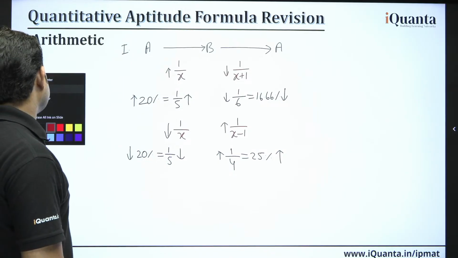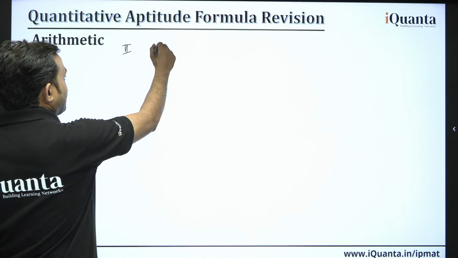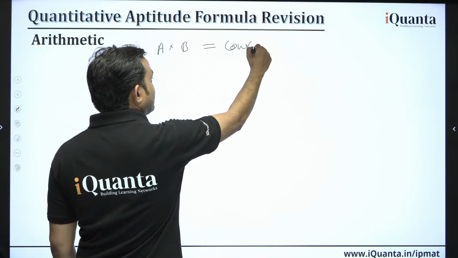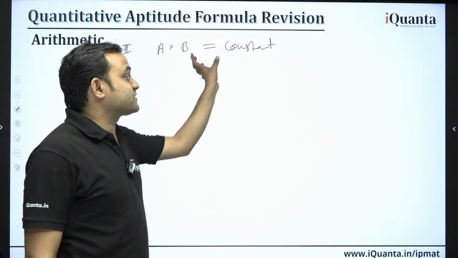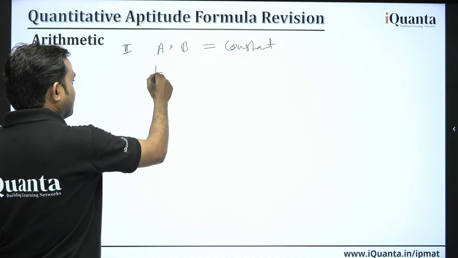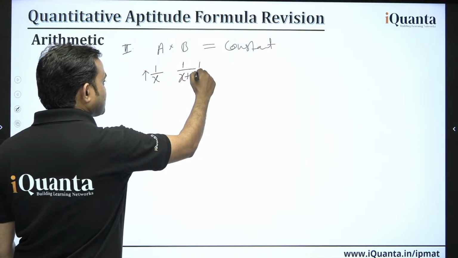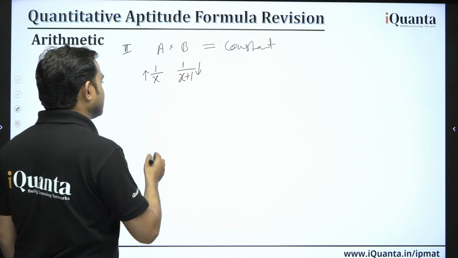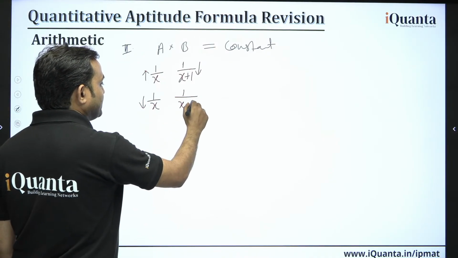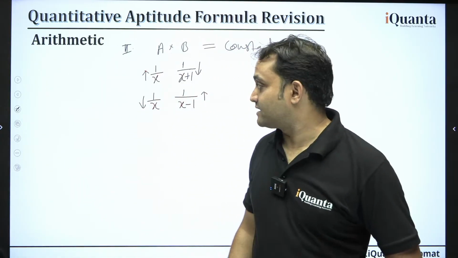Now, the same concept can be used when we have a situation like A into B is equal to constant. A into B is equal to constant. This is fixed. Okay. Then again we can say if A is increased by 1 by x, then B should be decreased by 1 by x plus 1 to keep the product constant. And if A is decreased by 1 by x, then B should be increased by 1 by x minus 1 to keep the product constant. All right.